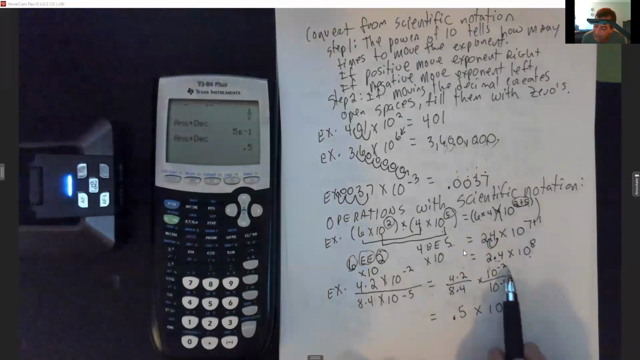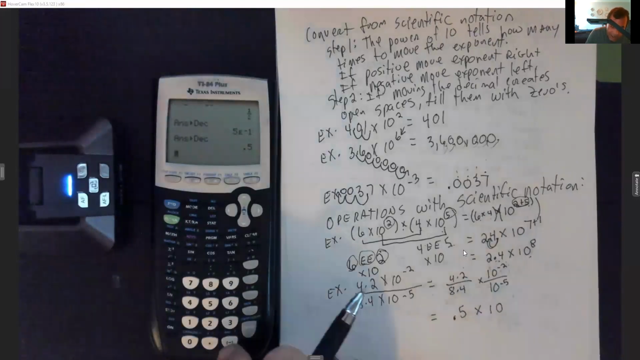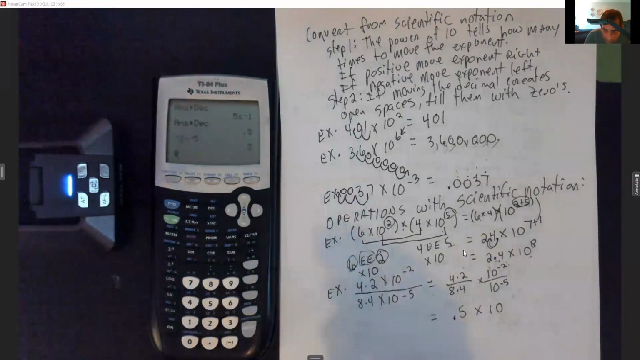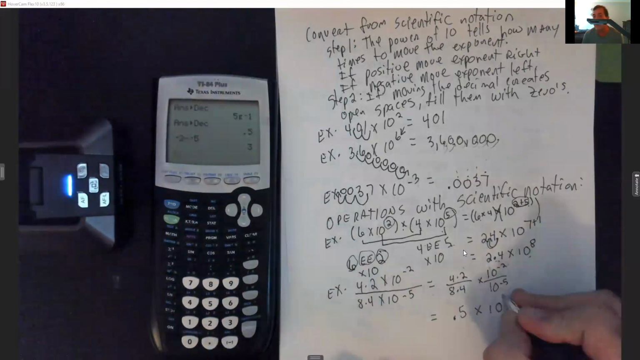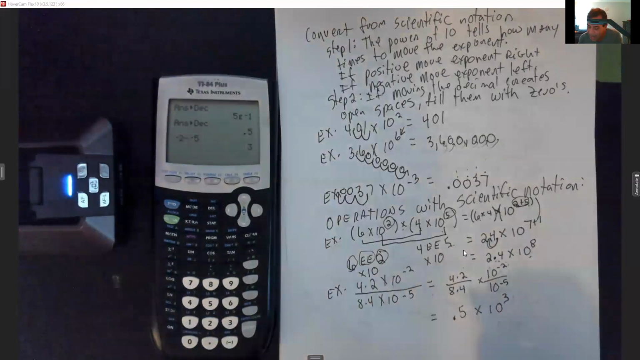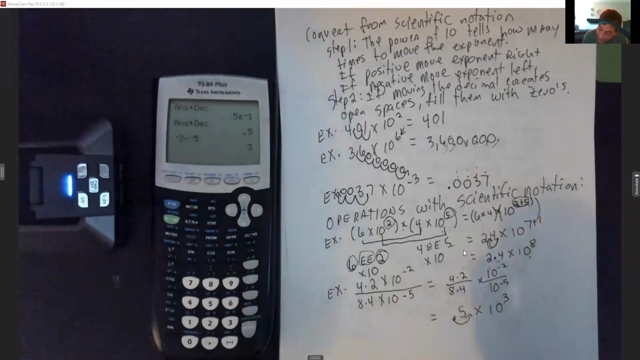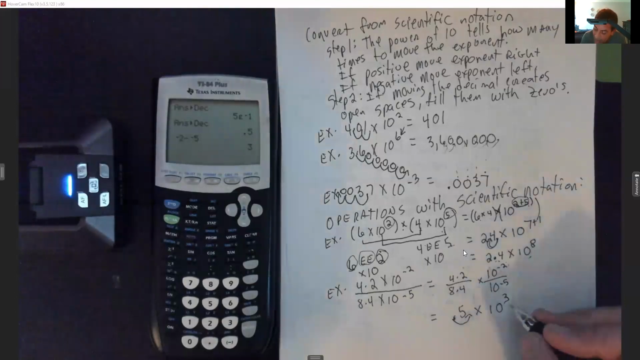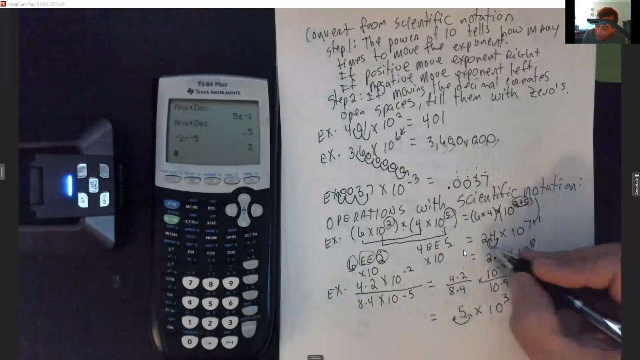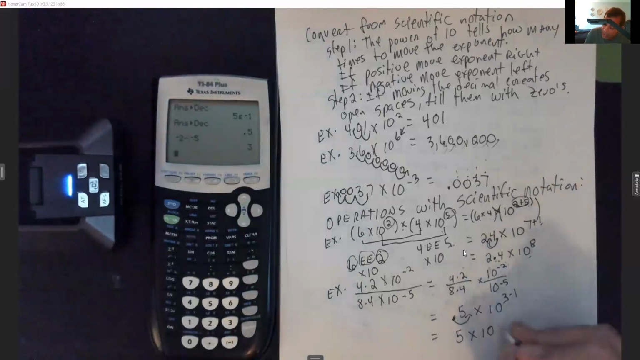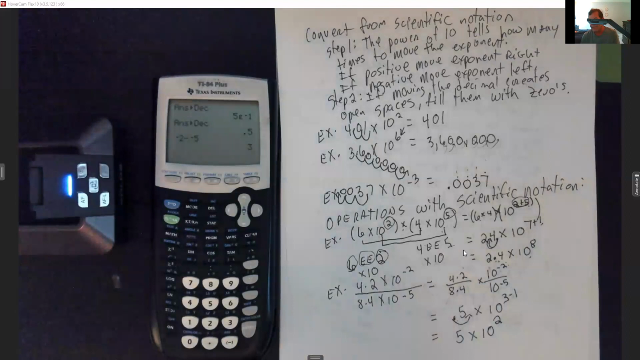So let's see, what is negative 2 minus negative 5? Negative 2 minus negative 5 equals 3. So that's going to be a positive 3 on that exponent. But remember, I can't leave my answer as a 0.5, so I would move the decimal right once. And if I move the decimal right, remember, I got to subtract 1 from the exponent. I move left, I add. I move right, I subtract 1. So my final answer will be 5 times 10 to the second power. Okay?